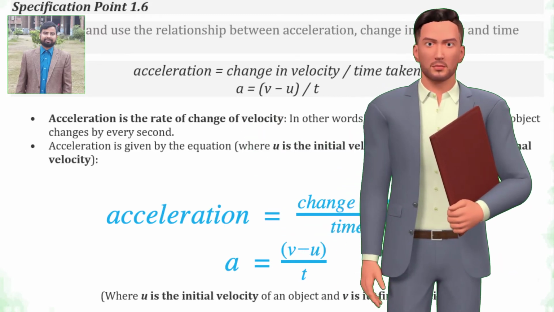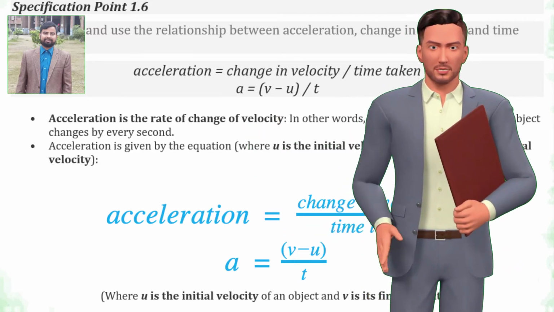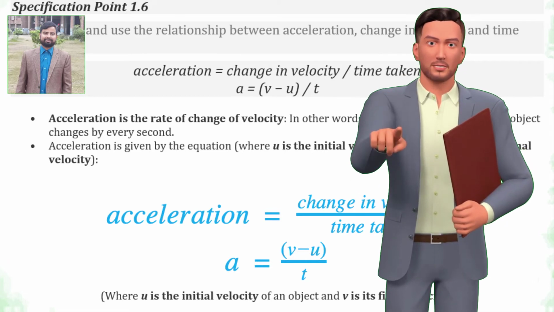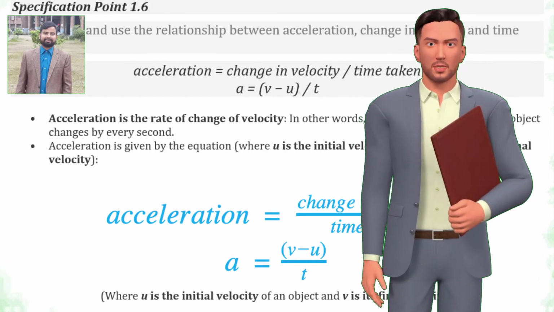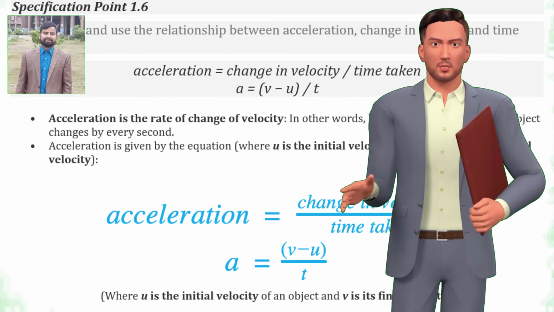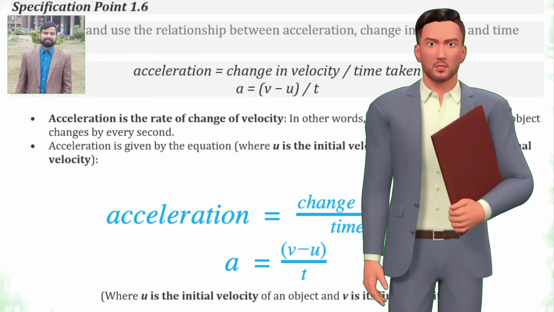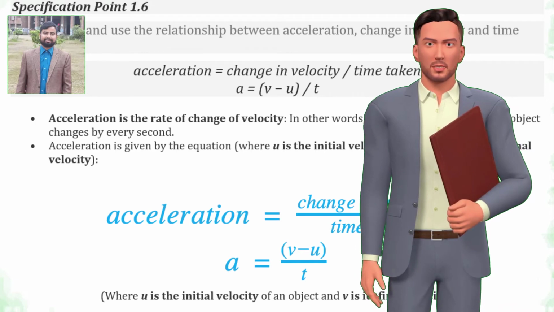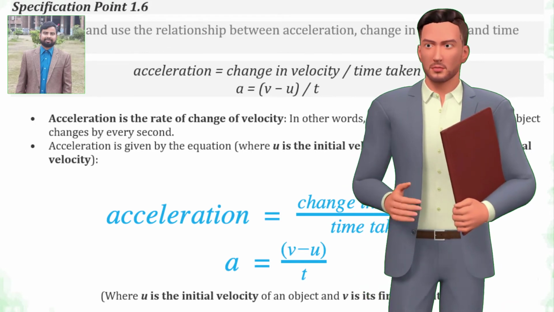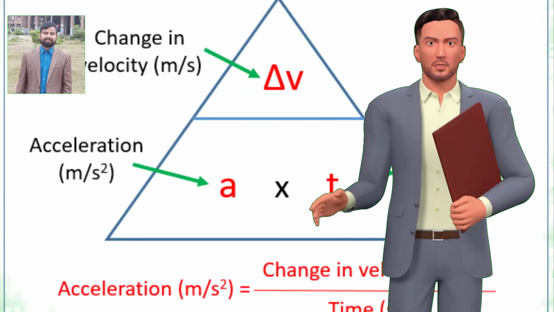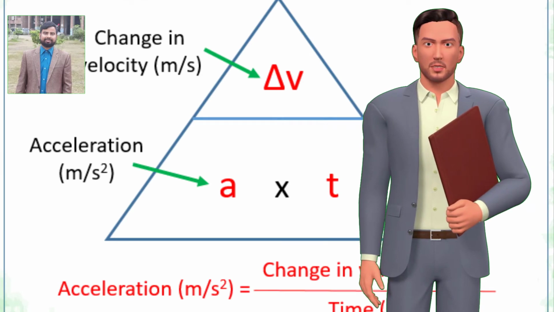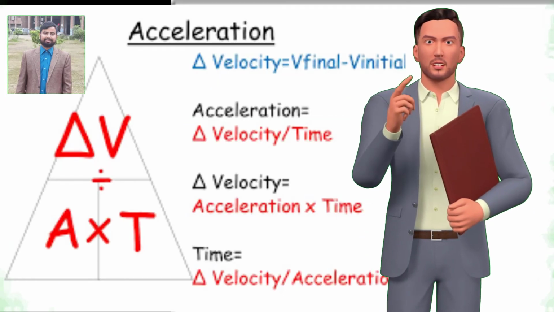Acceleration is the rate of change of velocity. In other words, how much the velocity of an object changes by every second. Acceleration is given by the equation a equals (v minus u) over t, where u is the initial velocity of an object and v is its final velocity. You can rearrange this equation with the help of the formula triangle.